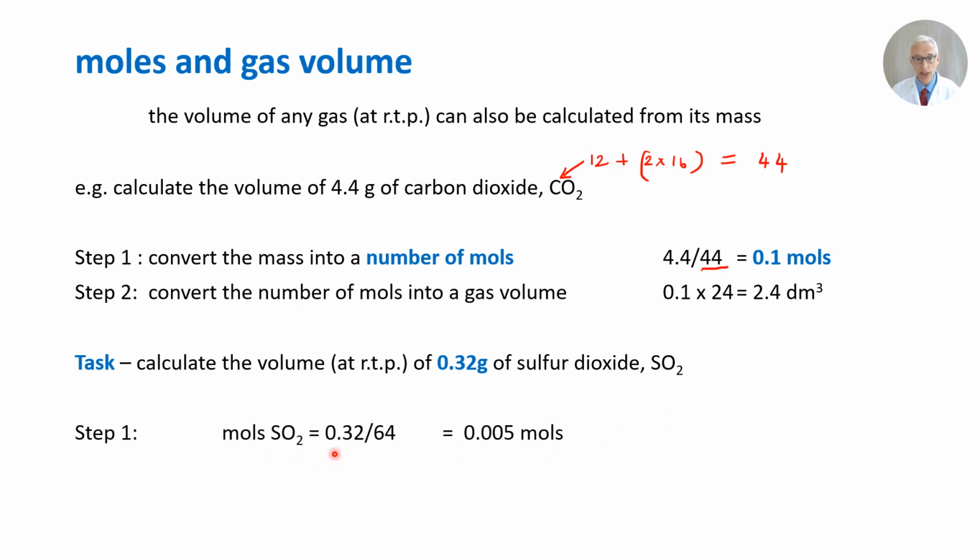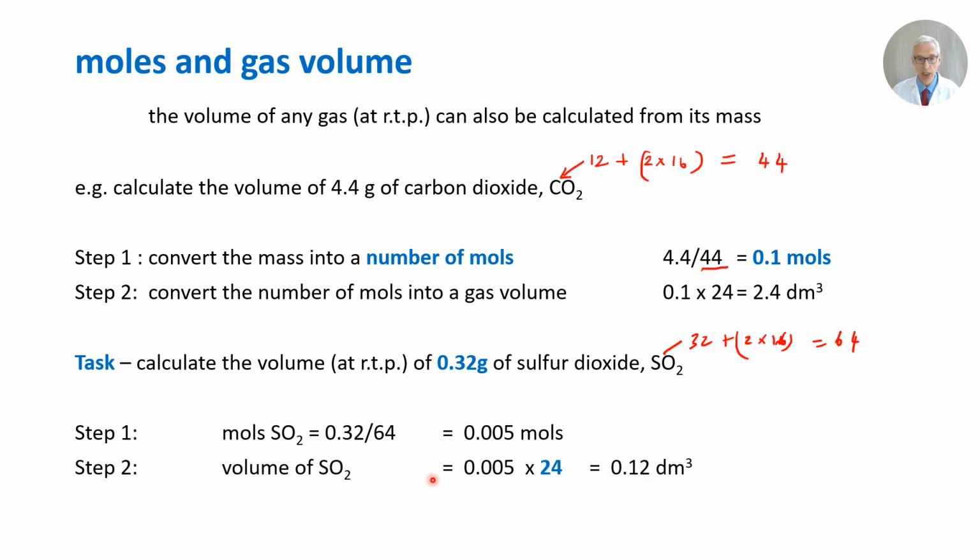Moles of sulfur dioxide, 0.32, that's the mass divided by 64, just to be clear. Sulfur is 32 and 2 times 16 for oxygen. That comes to 64. So 1 mole is 64 grams. Comes to 0.005 moles. Step 2, volume of sulfur dioxide is the numbers of moles times the molar gas volume, 24 decimeters cubed or 24,000 centimeters cubed, but for ease of presentation I've used 24, comes to 0.12 decimeters cubed.